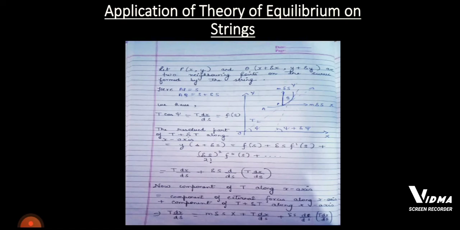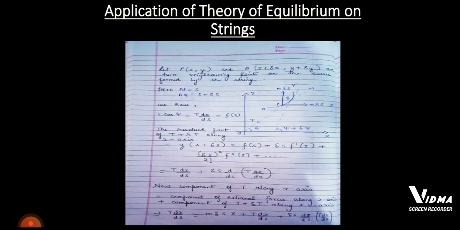The application of theory of equilibrium on strings. So here we can see from the figure, we'll consider P(x, y) and Q(x plus del x, y plus del y). These are the two neighboring points on the curve formed by the string. So here AP will be equal to s and AQ will be equal to s plus del s. So PQ will be equal to del s.